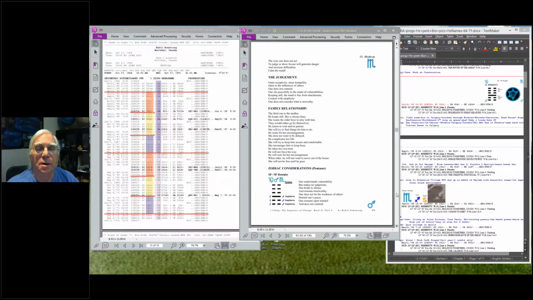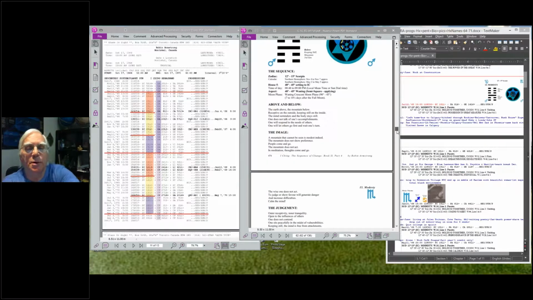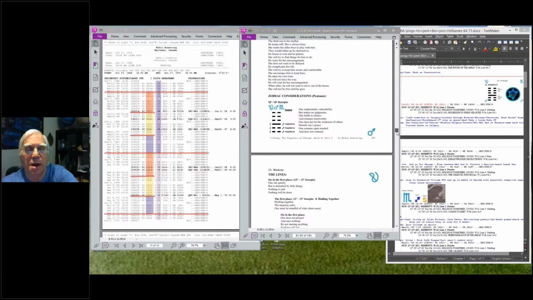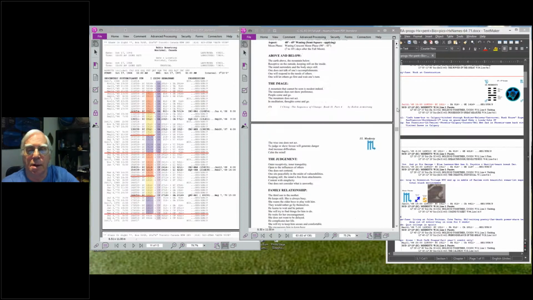So there's the image. When you start, there's always, above or below, a basic theme, an image, and a judgment. These are the things we're going to read. Then there's a family relationship, which is interesting, but I'm not going to get into that. I'm just going to read the judgment.